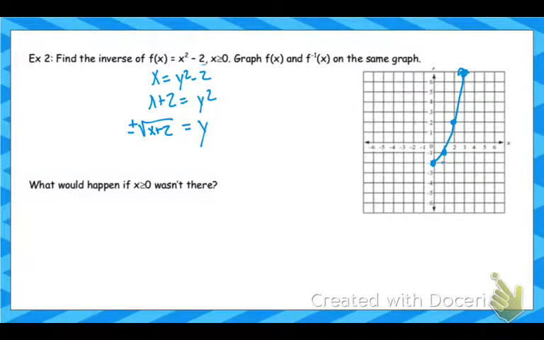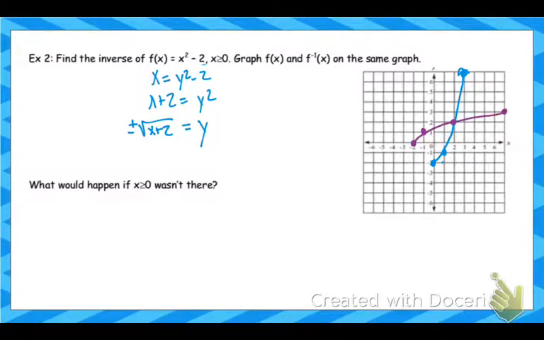Now let's go ahead and graph our inverse. Just looking at our graph, the way we find an inverse is we switch x and y. Well, this point was 0, -2. So my inverse should go through -2, 0. This point is 1, -1, so the inverse goes through -1, 1. 2, 2 is still 2, 2. 3, 7 would become 7, 3.